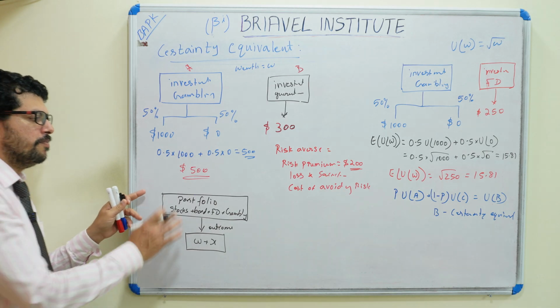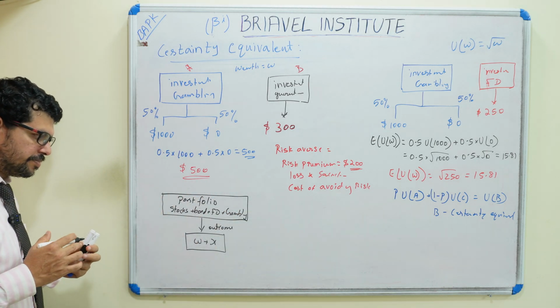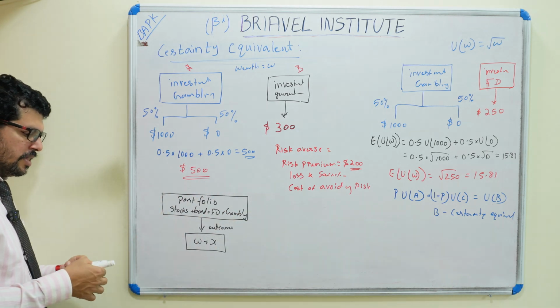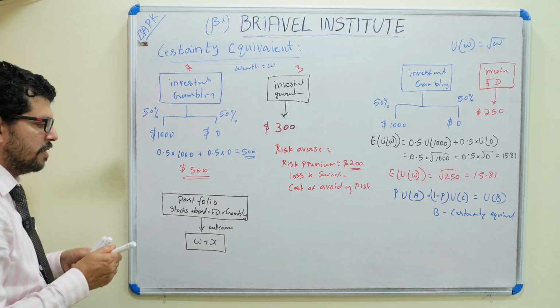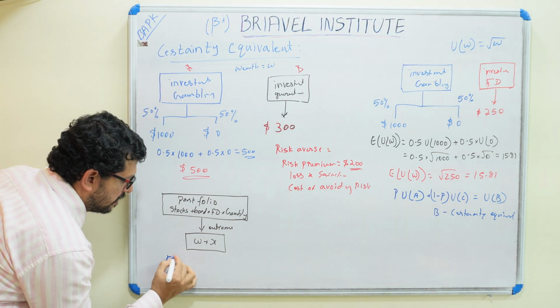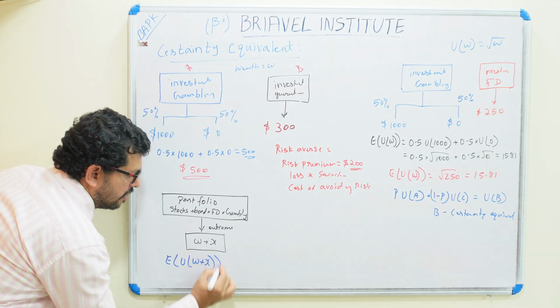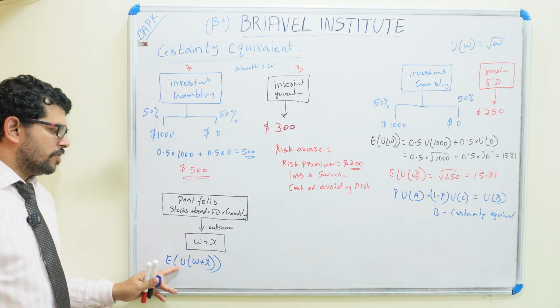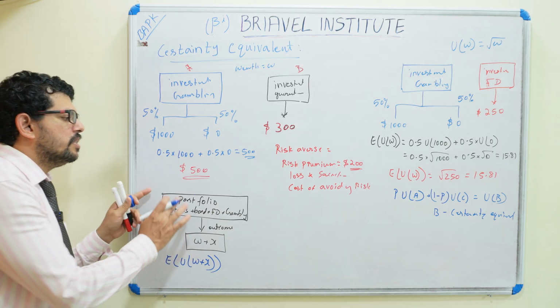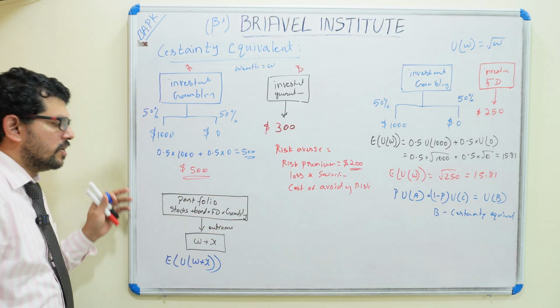This is my outcome from the portfolio, W plus H. Then what will be my expected utility? I can write expected utility is equal to utility. There is an additive formation here. My expected utility is equal to U of W plus H. In this portfolio, we can give the certain equivalent.